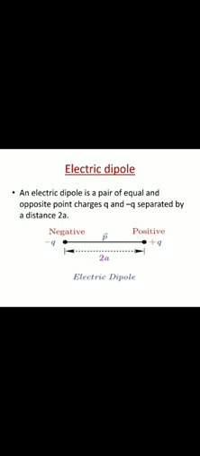Next is a very important topic, electric dipole. Just refer to the figure given below. You can see a plus q charge and minus q charge separated by a distance of 2a. An electric dipole is defined to be a pair of equal and opposite point charges plus q and minus q separated by a distance of 2a. Point charge means the size of the charge will be very small compared to the distance between them.